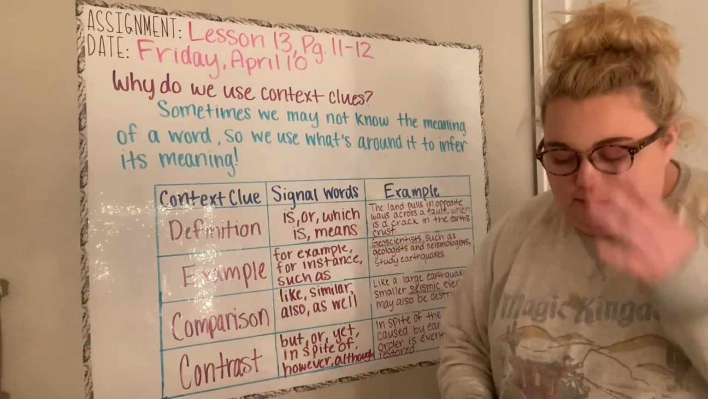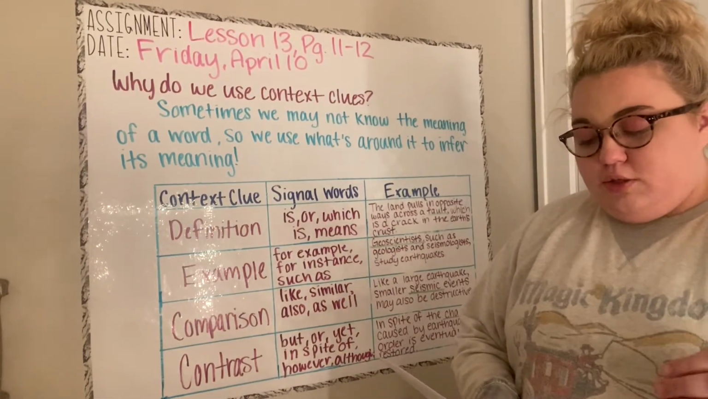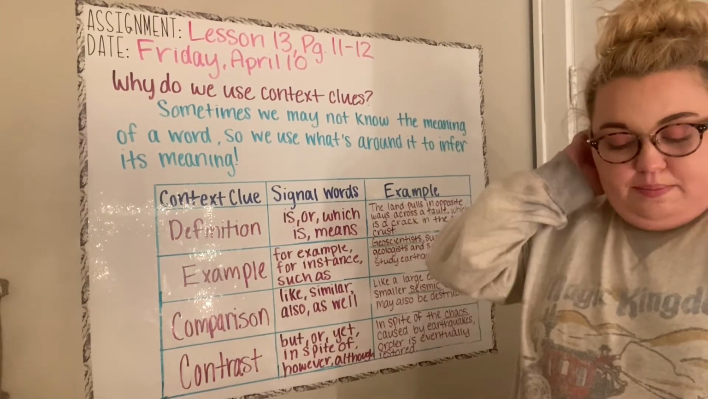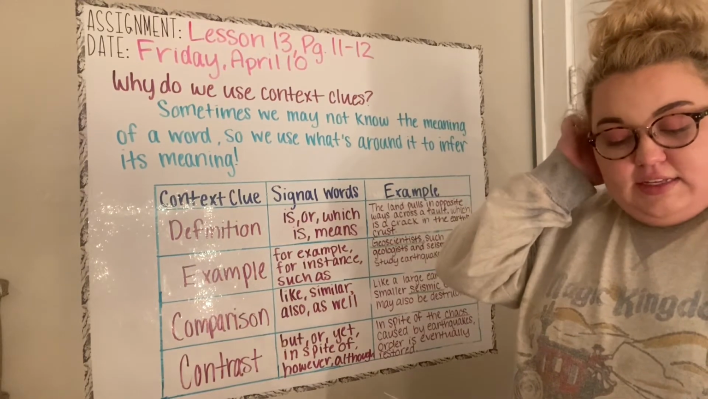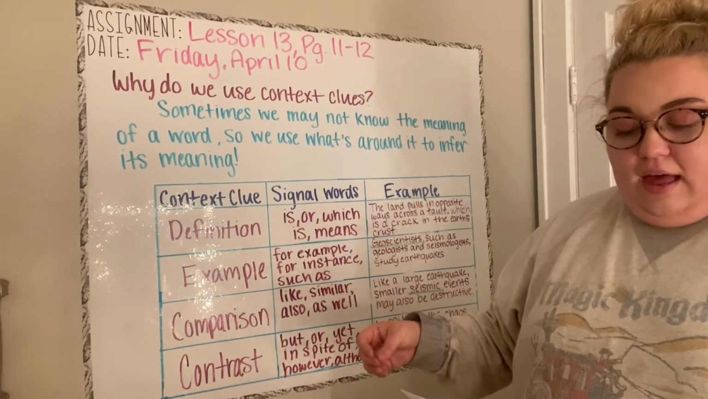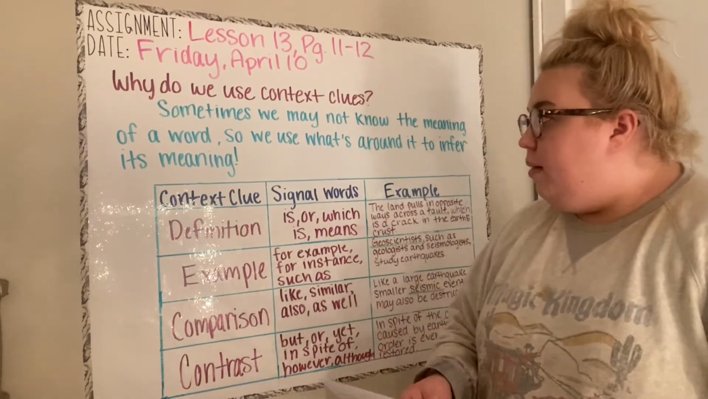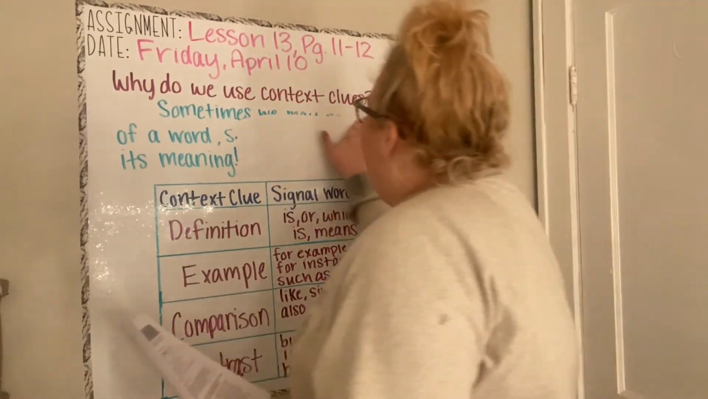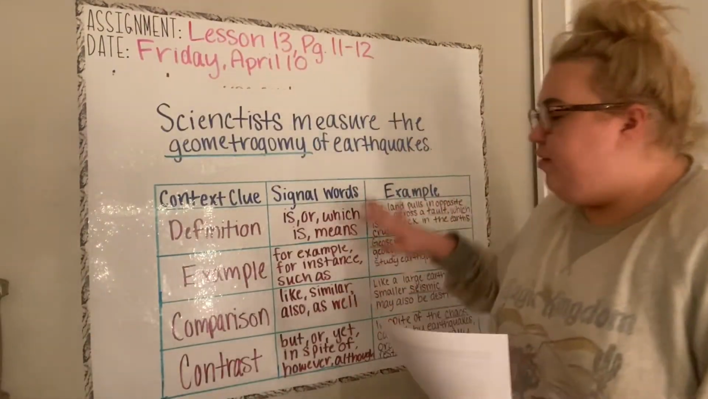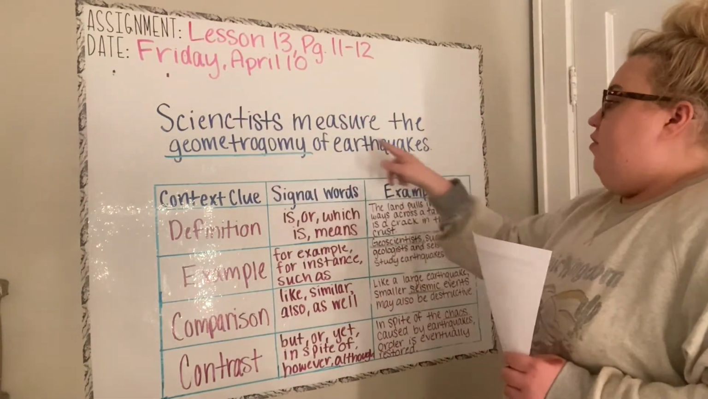So if you look at the bottom of the chart here, I didn't really have any room to put it up on the board, but it says the word's position and function in a sentence can also be a clue to its meaning. What do we think the meaning of geometrogamy is in this sentence? It says scientists measure the geometrogamy of earthquakes. You'll understand why I'm not pronouncing this correctly in a second. Sorry about that, I just had to write this up here. So it says scientists measure the geometrogamy of earthquakes.